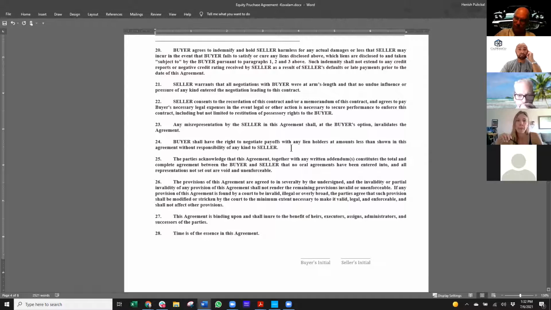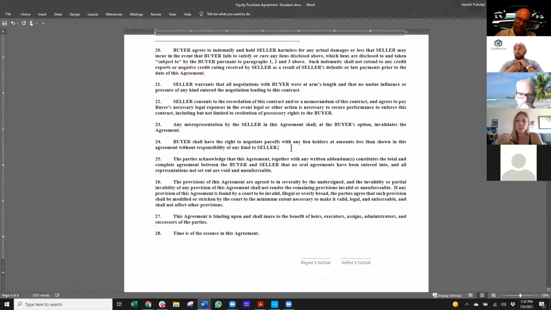So if someone's got a $10,000 medical collection and I'm able to negotiate down to $5,000 and I pay $5,000, well then I was able to negotiate that down. I don't owe that to the seller. Make sense? Yeah.